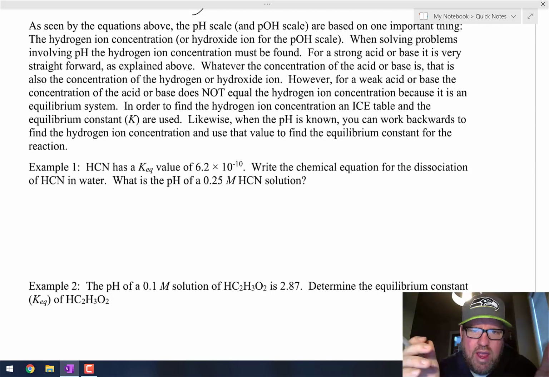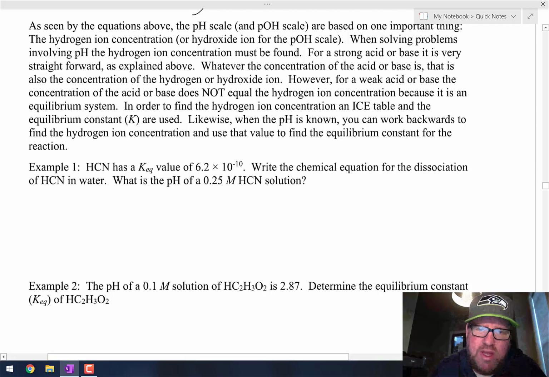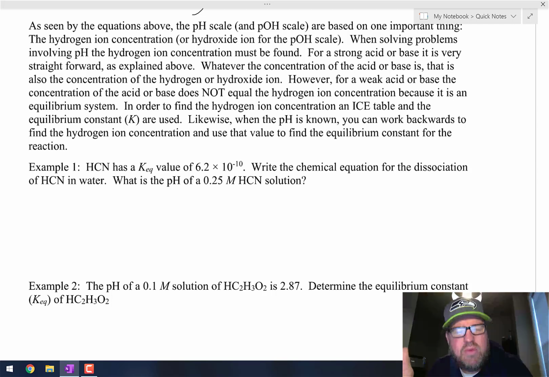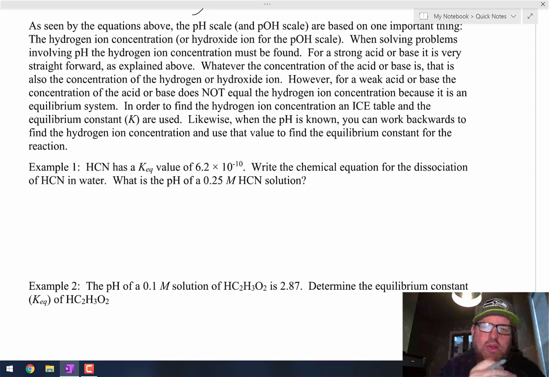Now yesterday, in the previous video I should say, the hydrogen ion concentration was easy to find because we used strong acids and strong bases. However, with a weak acid, the concentration of the acid is not the hydrogen ion concentration. We learned that in the first part of Unit 6, when we were dealing with the equilibrium constant and using it to find the concentration of the products.